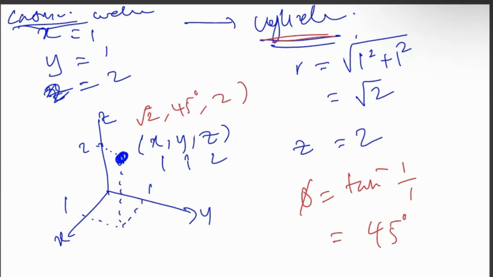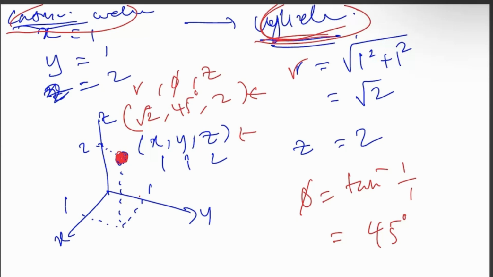This one is in cylindrical form, and this one is Cartesian. Good. So this point we can represent using Cartesian coordinates x, y, z, and also as cylindrical coordinates r, phi, and z. This is the transformation between cylindrical and Cartesian.